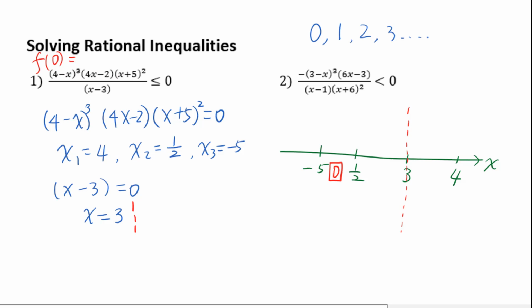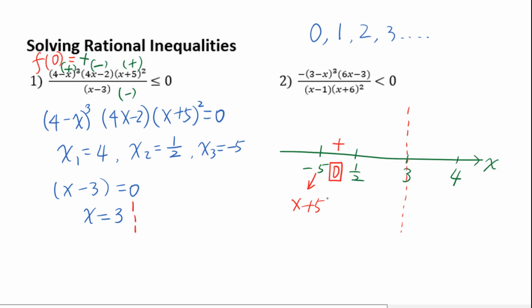4 minus 0 to the third power is positive. 4 times 0 minus 2 will be negative. 0 plus 5 squared will be positive. 0 minus 3 will be negative. So we have 2 positives and 2 negatives, which means f of 0 will be positive. I will put the positive in this interval between -5 and 1/2. Then check this x-intercept, -5.